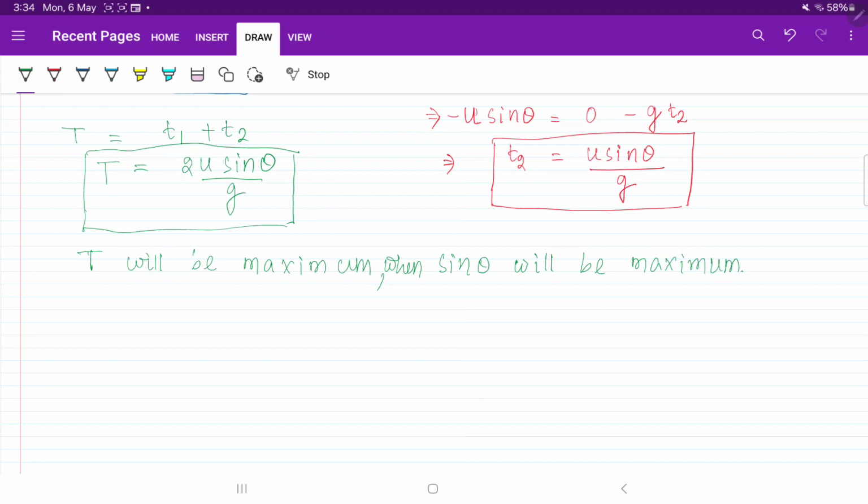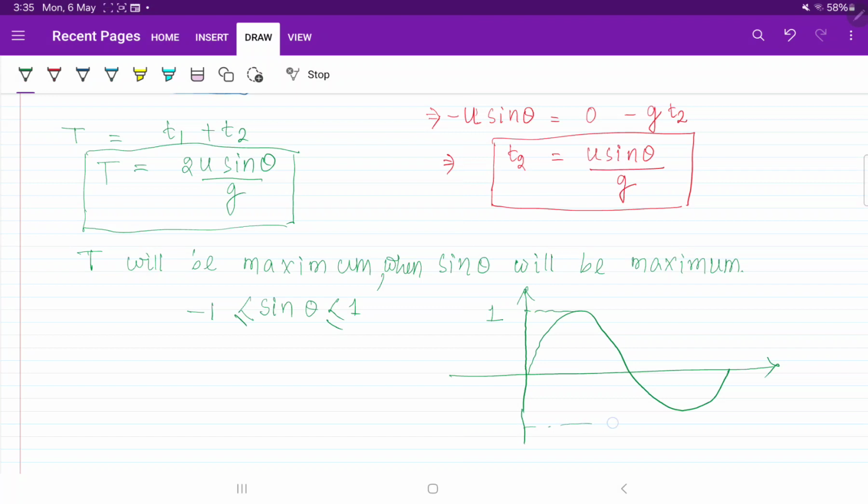As you can clearly state, the range of sin theta is -1 to 1, as you have solved in the mathematics class and saw in the trigonometry chapter. We can also draw the graph of the sine function. So the maximum value lies between 1 and -1. So this is the range of the sine function.